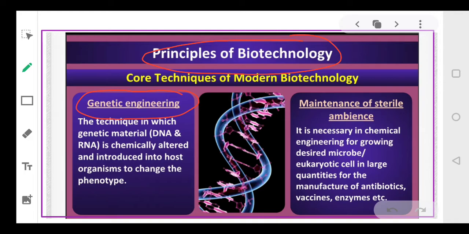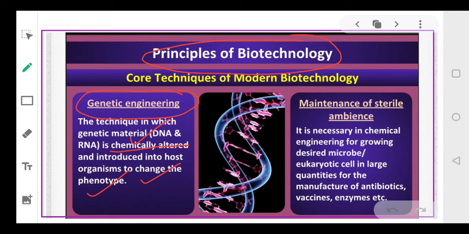Now this technique is basically a technique in which the genetic material, whether it is DNA or RNA, is chemically altered. Like in case of human beings, we have DNA as a genetic material. But in some viruses, in certain organisms, RNA also acts as a genetic material. Altered means it is changed. So in genetic engineering, the DNA or RNA is altered, and the altered DNA is then introduced into the host. Okay, and that brings about changes in the phenotype, in the morphology of that particular organism.